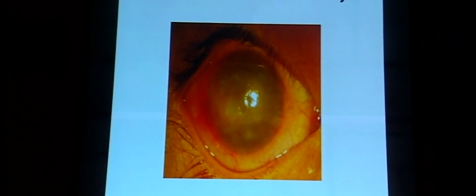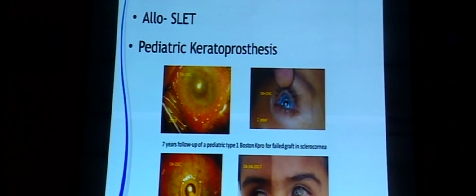And in end-stage VKC, when there is limbal deficiency, it is usually bilateral. That is when you have to think about other options like allo-SLET. In these desperate situations, probably you have to think of doing this, because any allo transplant means systemic immunosuppression with its own problems. Then another controversial area is pediatric keratoprosthesis. Not a big fan of it.